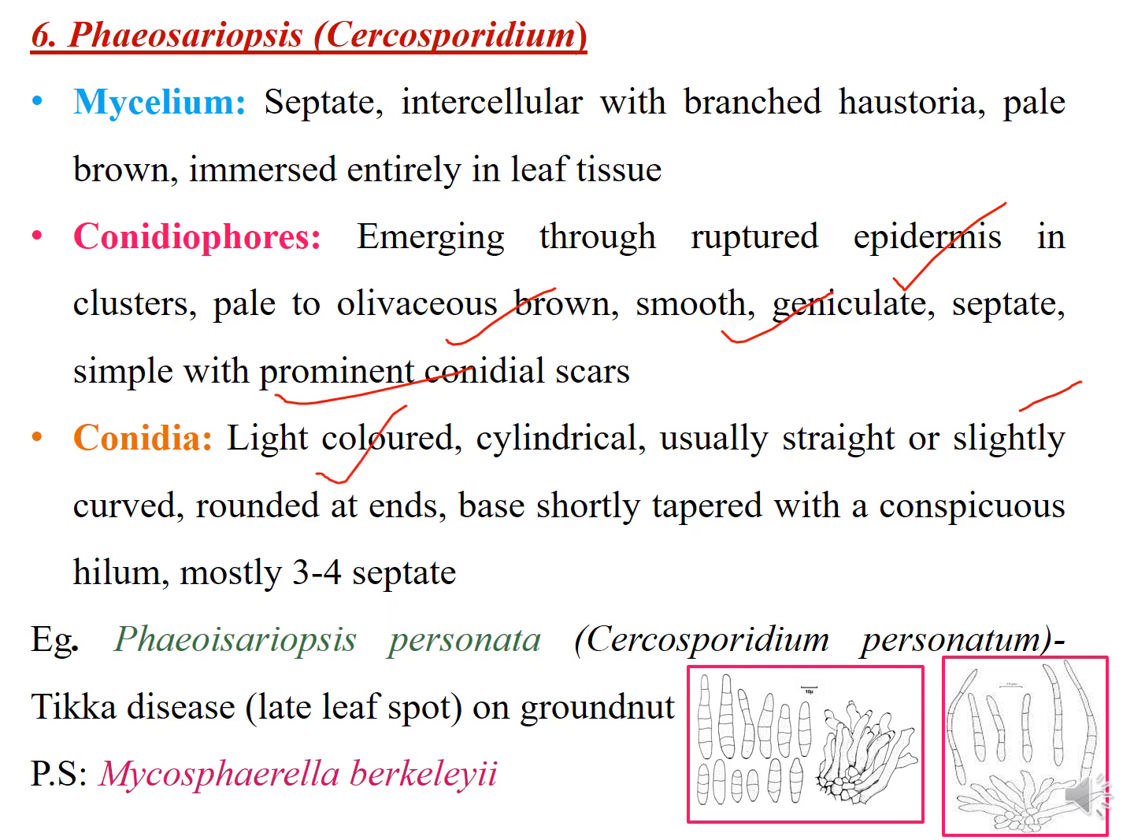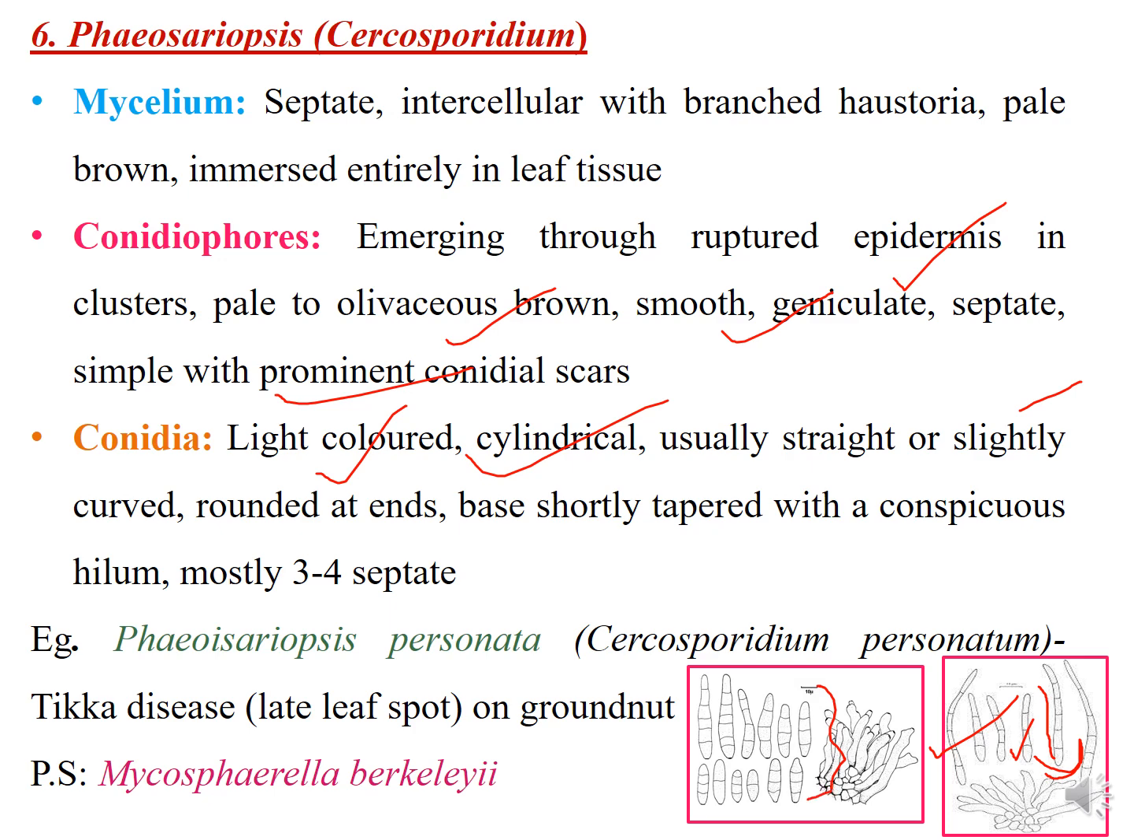Here you see the differentiation. Under Dematiaceae, it is not compulsory that all conidia are brown in color. Here they are light colored and cylindrical, usually straight or slightly curved. Here you can see they are slightly curved or straight in nature, rounded at the base, and shortly tapered with a conspicuous hilum, and mostly 3 to 4 septate. Here you can see the septation on the spores.